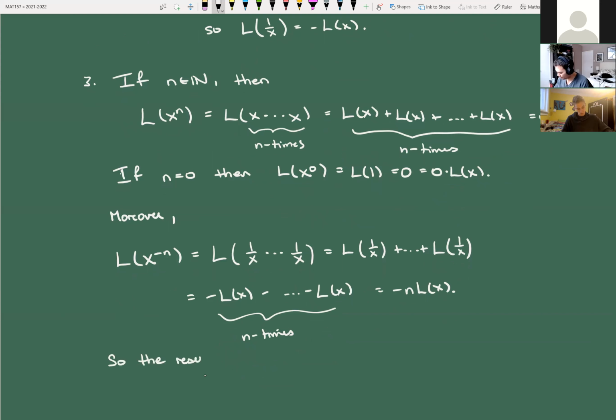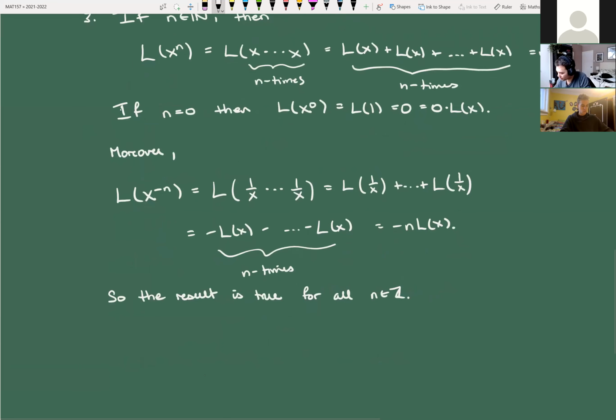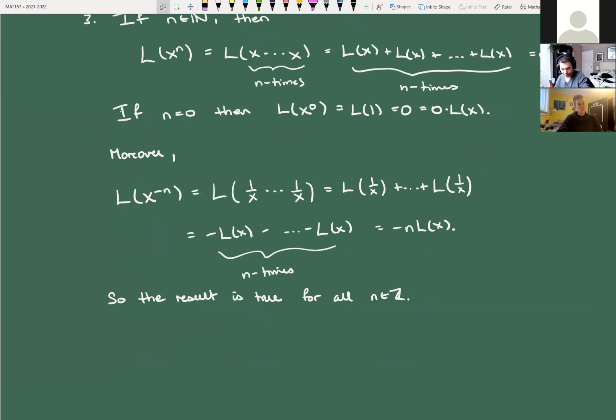So the result is true for all n in Z. Okay, so now we have to do rationals, right? This is a common trick, and I don't remember if I made you do this exercise before, but this is always how it goes. Anytime you're trying to prove something holds for all rationals, prove it for the naturals, prove it for the integers, build up and bootstrap. The trick that I'm going to use for the rationals is the trick you always use. Okay, so if you haven't seen this one before, here it is.